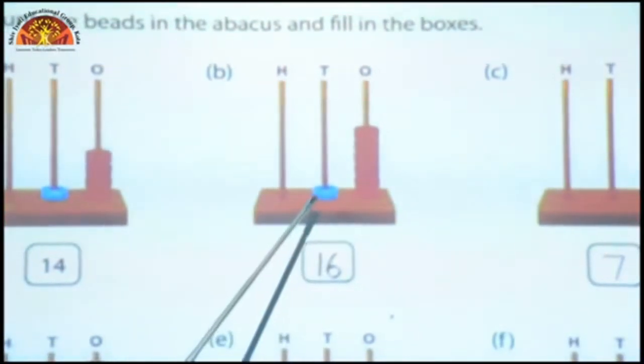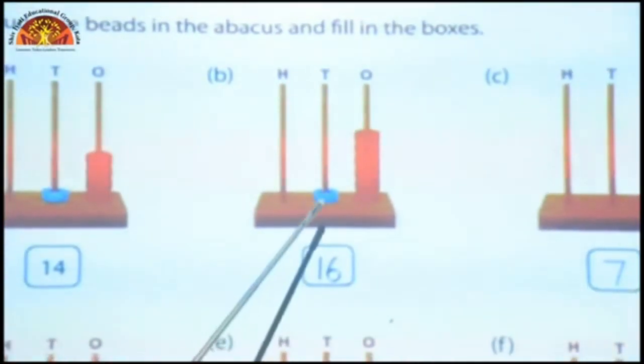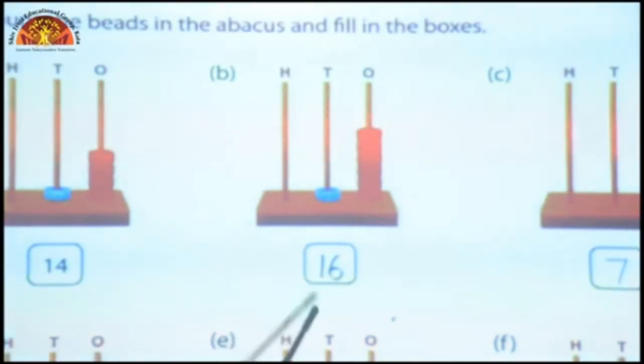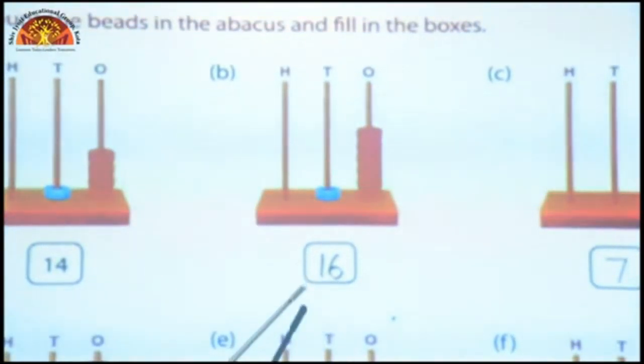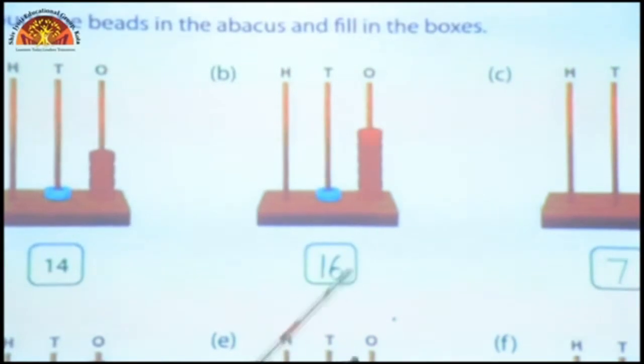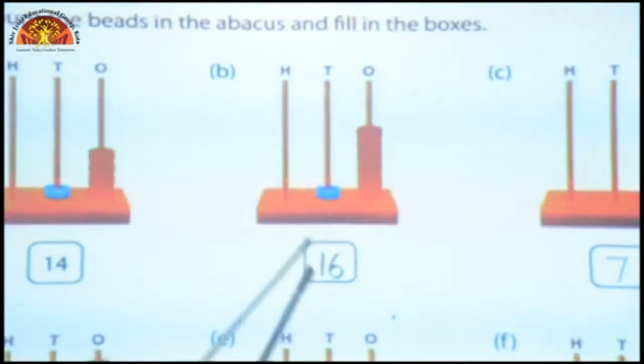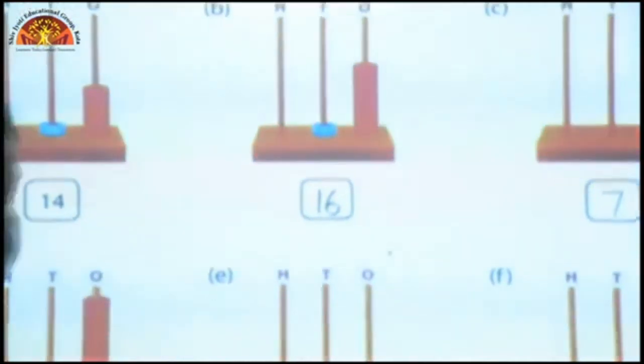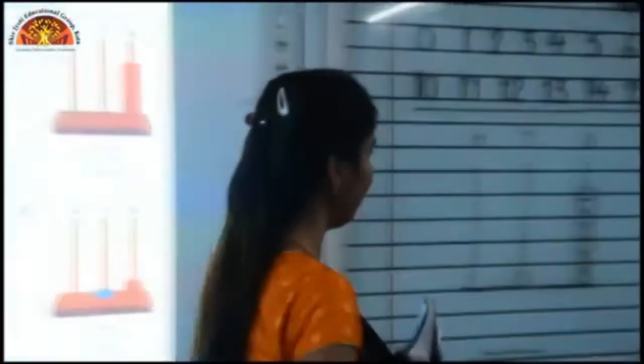And how many beads are here at tens place? 1 bead is at tens place. So we will write 1 at tens place. What number is here? 16. Now you can understand how we will make the number using abacus.